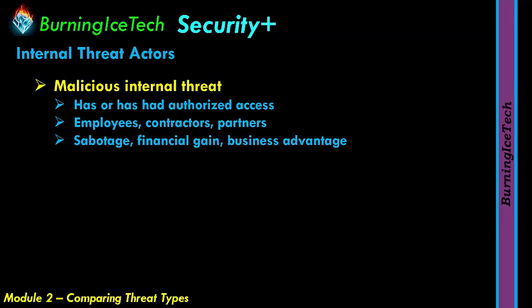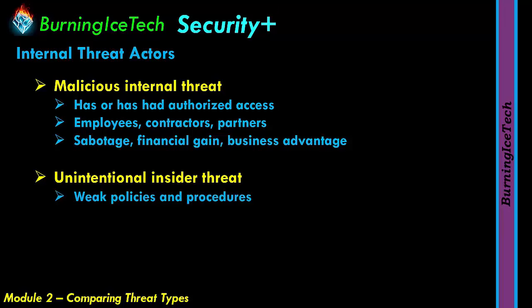All right, so let me give you guys a couple of unintentional insider threats. So these are not on purpose, it's just things that we sometimes overlook. It could be things like weak policies and procedures. These policies can be any kinds of policies. It can be data loss prevention policies. If you look at Office 365, you've got things like data loss prevention policies, archiving policies, retention policies, sensitivity labels, all kinds of things like that.